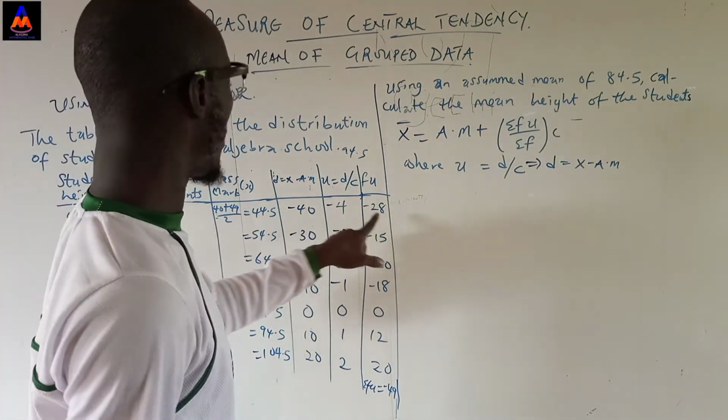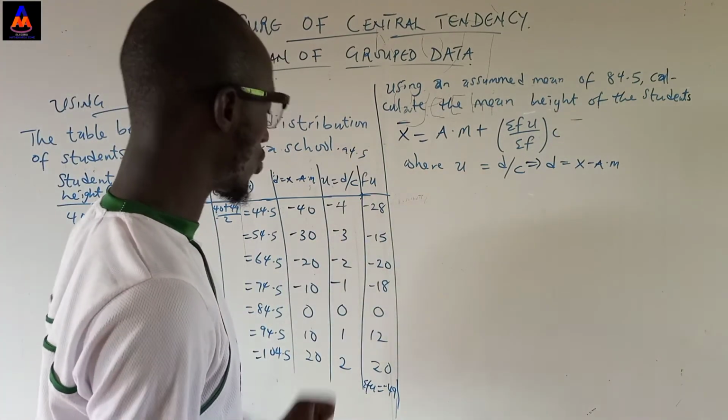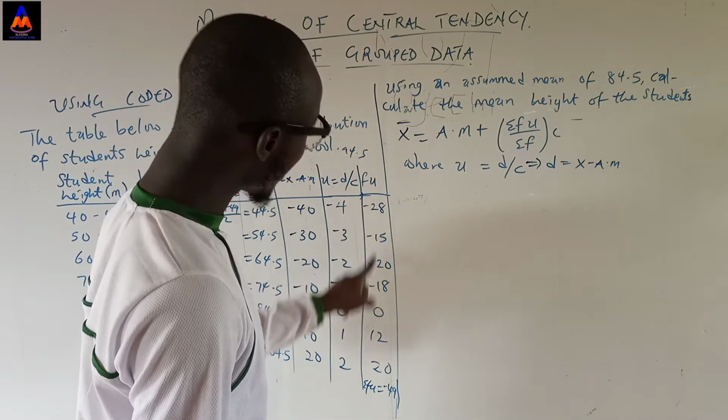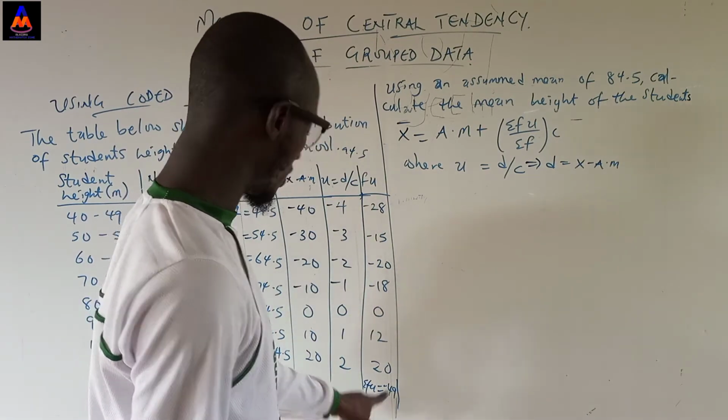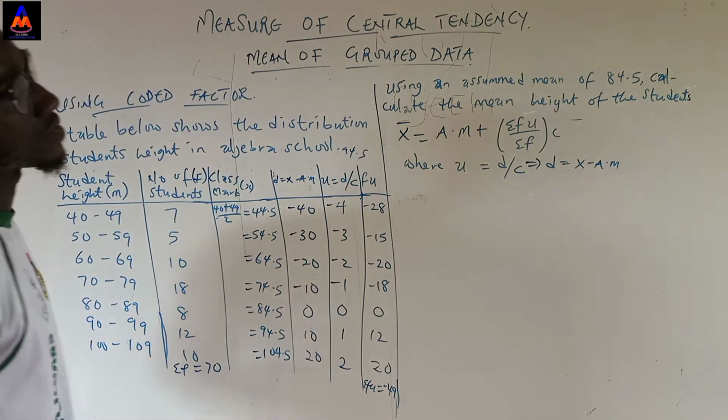7 times minus 4, minus 28. 5 times minus 3, minus 15, and so on and so forth. Then we need our summation of FU, which is when you add these numbers together, it's going to be minus 49. Also, we need our summation F. When you add it together, it's going to be 70.